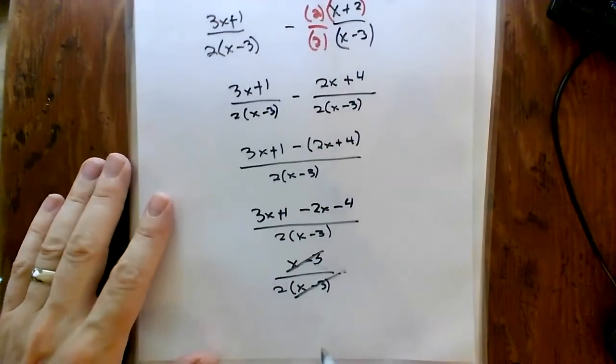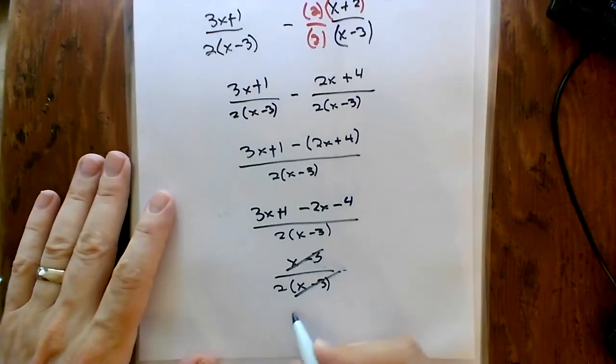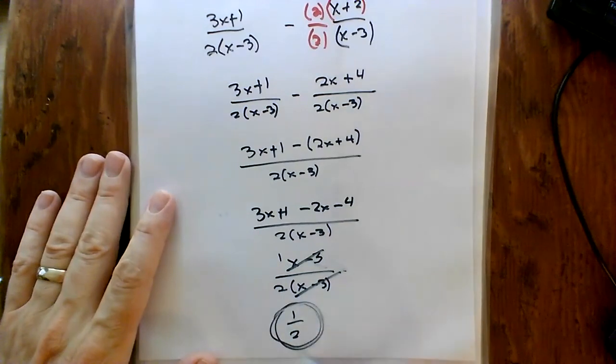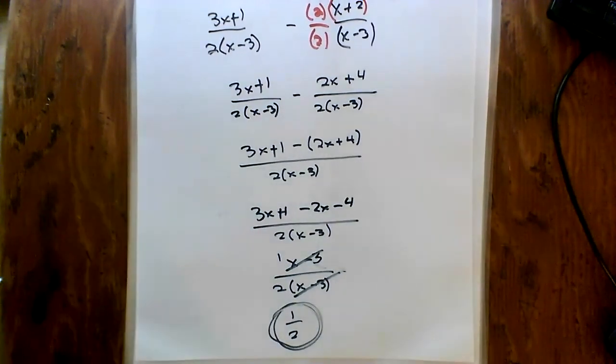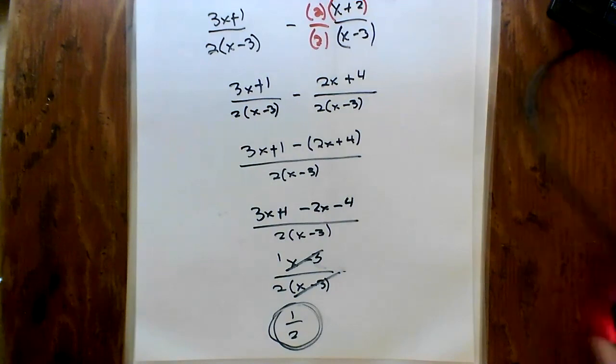x plus 3 over x minus 3 is 1. So this is going to be 1/2. This entire thing comes down to 1/2. Alrighty, that's all I've got for right now, and I will see you in the next video.